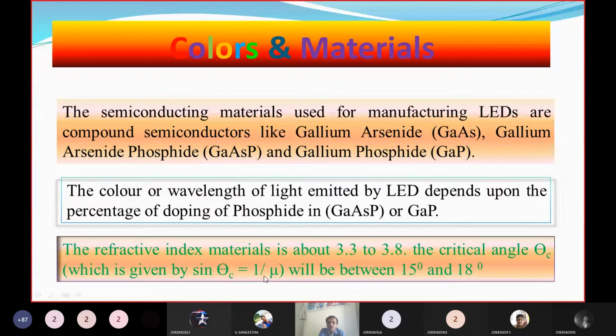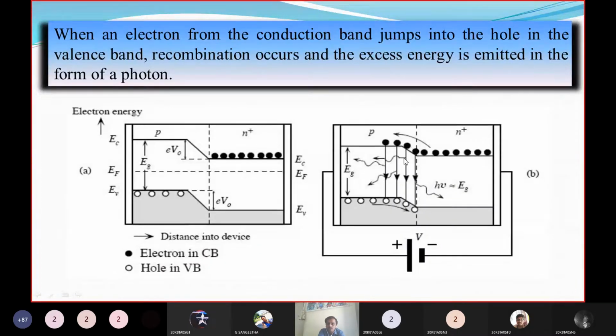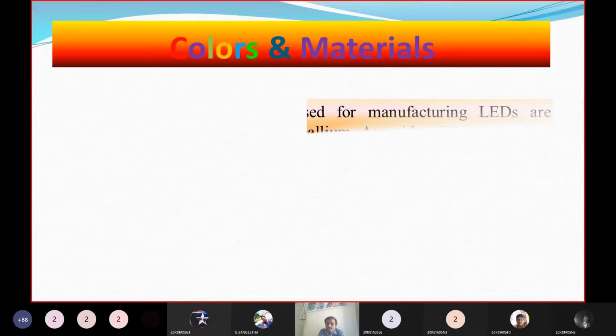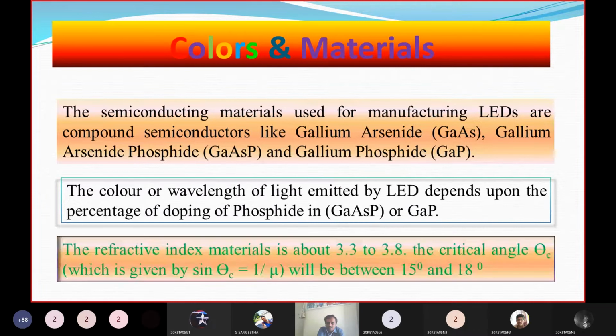Previously we discussed that when light is emitting out, suppose it is moving in this direction and making an angle with some axis, a vertical axis. If that angle is greater than the critical angle, then only light will come out. Otherwise, if the angle of light is less than the critical angle, total internal reflection will take place, so at that situation light will not come out. We'll discuss this critical angle deeply in the next chapter.